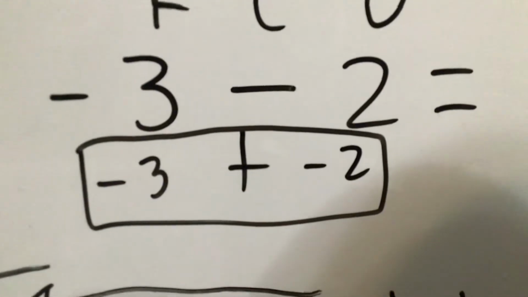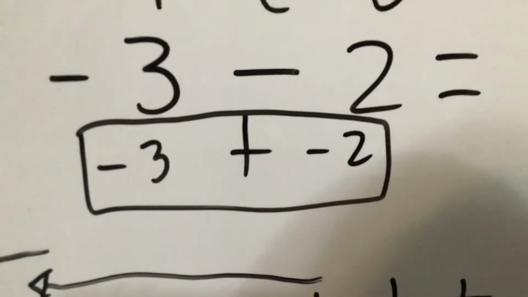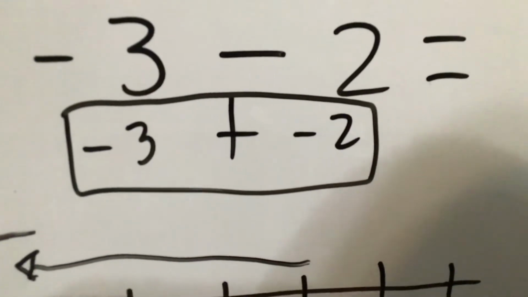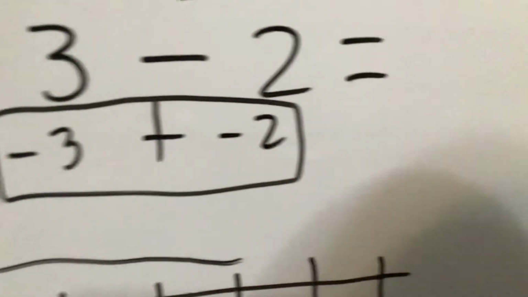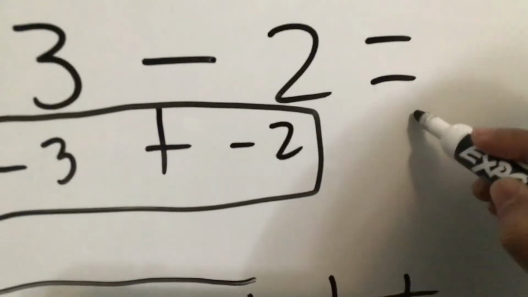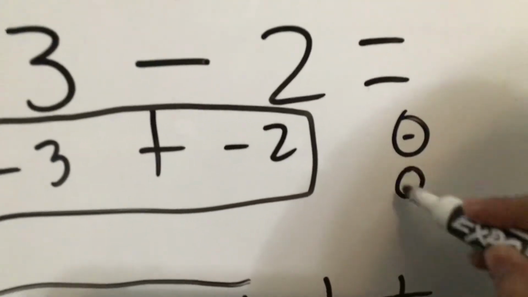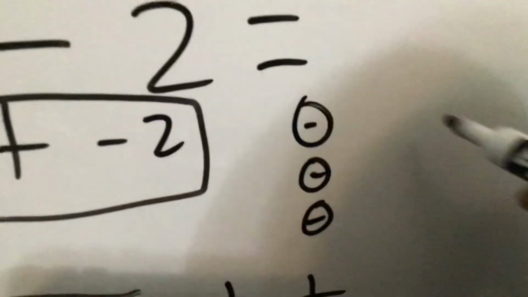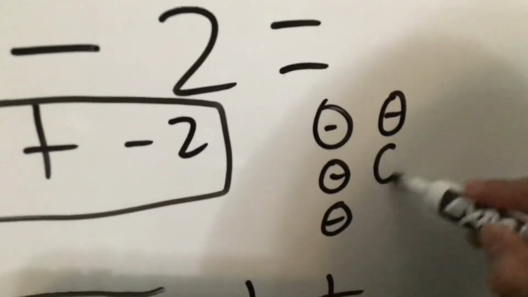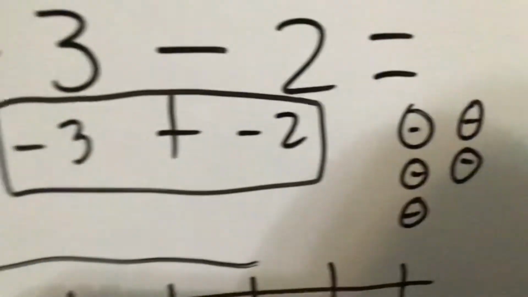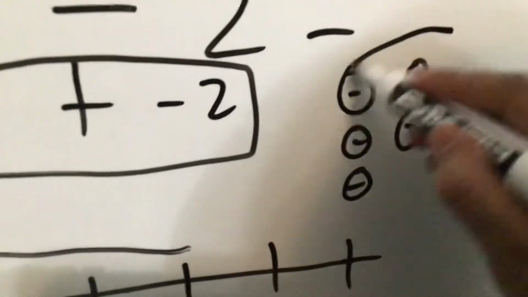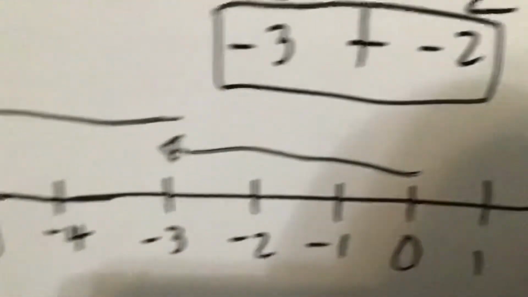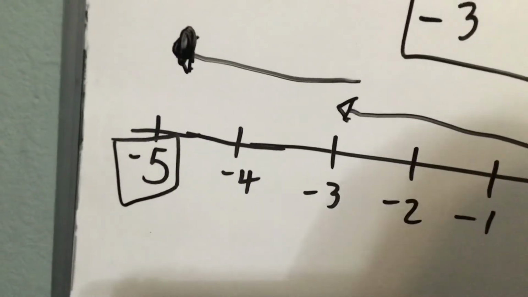-3 plus -2. Now, again, when we have negative and negative, they get along. Or if it's easier for you, we can just draw 3 negatives. 1, 2, 3 negatives plus 2 more negatives. 1, 2. So what do we have all together? Well, all together we have -5, which matches what we did on the number line, -5.